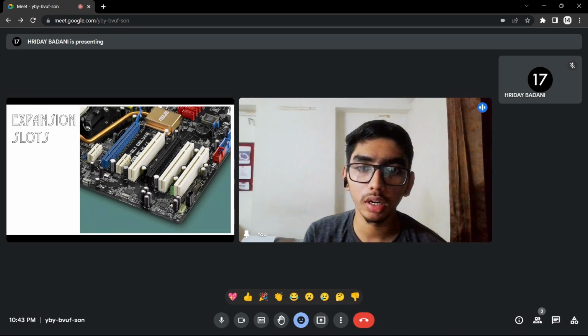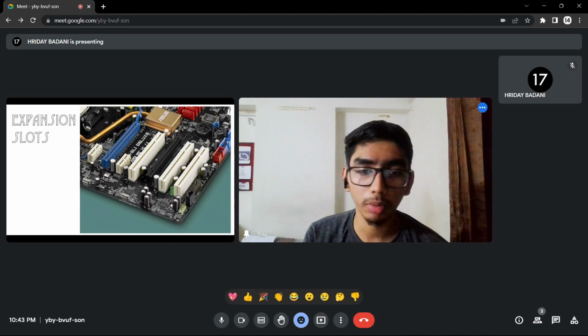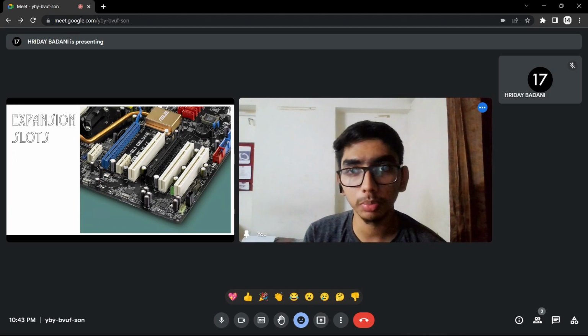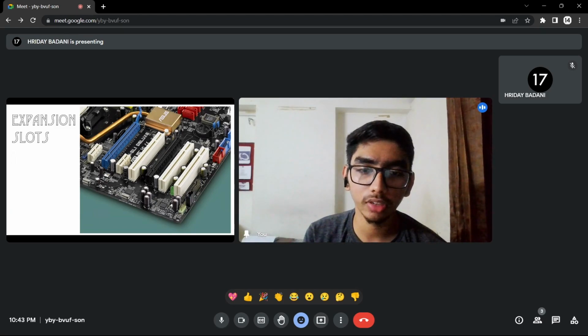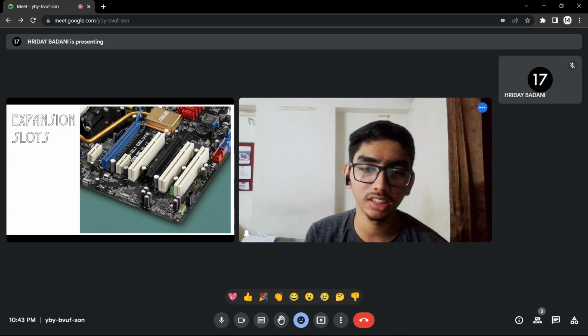ISA stands for Industry Standard Architecture. This is an older type of expansion slot that was once common but is now largely obsolete. It supports 8-bit and 16-bit data transfer and operates at a frequency of 8 megahertz. They were used for adding expansion cards such as sound cards, modems, and serial ports.